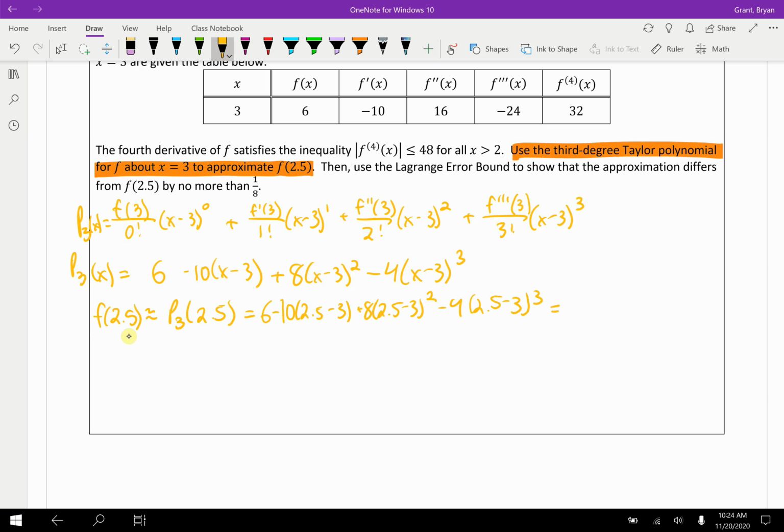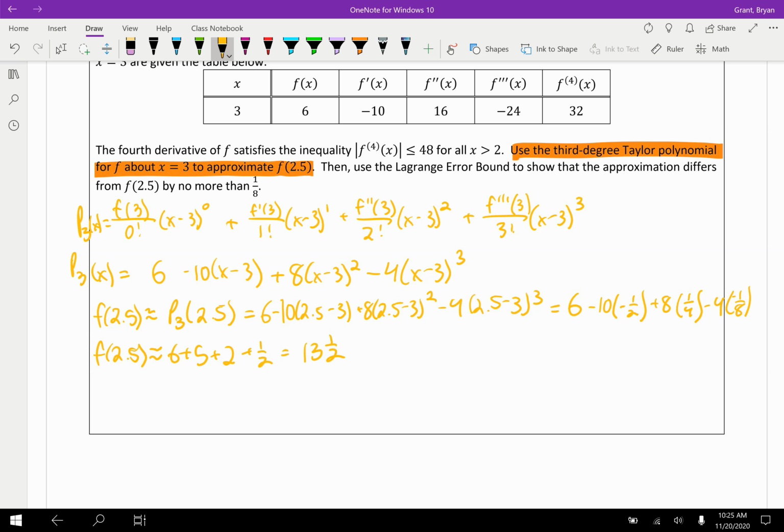Okay, cleaning this up. 6, and this part is optional, but that's okay, minus 10 times negative 1/2, plus 8, and negative 1/2 squared is going to be 1/4. And then at the end, minus 4 times negative 1/2 cubed, that's going to be negative 1/8. All right, and then if we continue down, f of 2.5 is approximated by 6 plus 5 plus 2 plus 1/2. So 11, 13, I'm getting 13.5. All right. We have approximated f of 2.5.